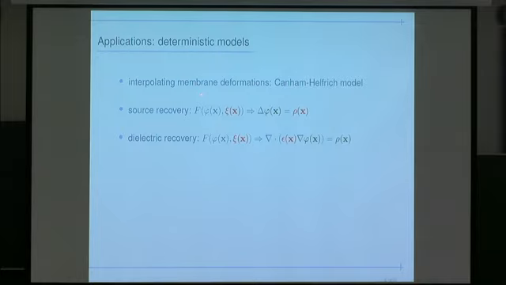One is the interpolation problem, membrane deformations, and I'm going to use a Helfrich free energy model for that. Second, source recovery. So this is Poisson's equation. Suppose I measure phi at certain points, and I want to reconstruct rho. Another problem is the dielectric recovery. Suppose I know rho, so black is known or measured, and red is what I want to reconstruct. In this case, suppose I know the source, and I measure the potential at certain places, I want to reconstruct a dielectric function.